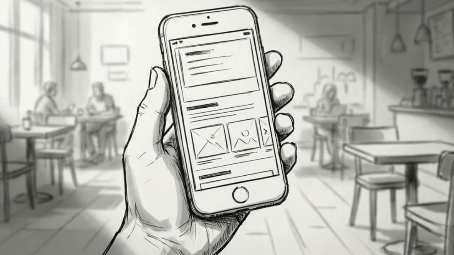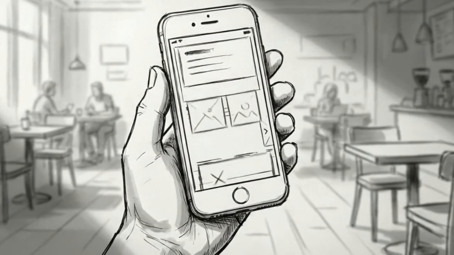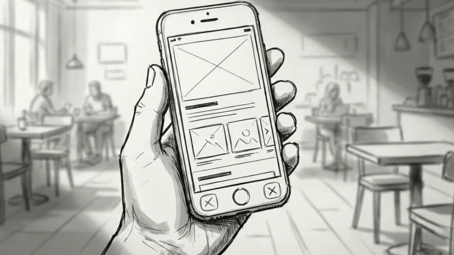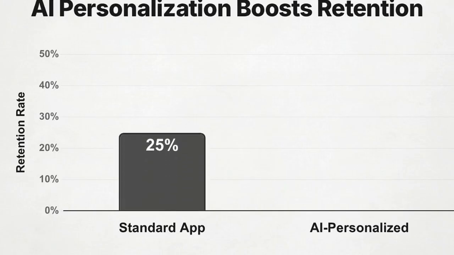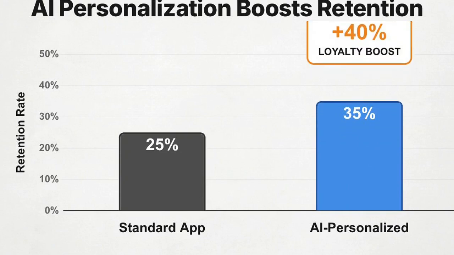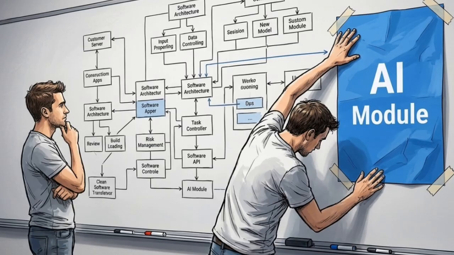Take a look at this interface, reorganizing its own layout based on user behavior. Right now, over 80% of mobile apps integrate AI, but apps that execute true AI-driven personalization are seeing up to a 40% higher retention rate. The problem is how developers approach the build.